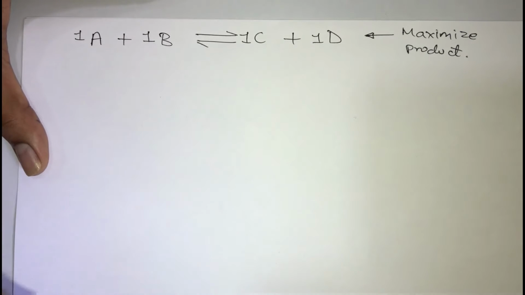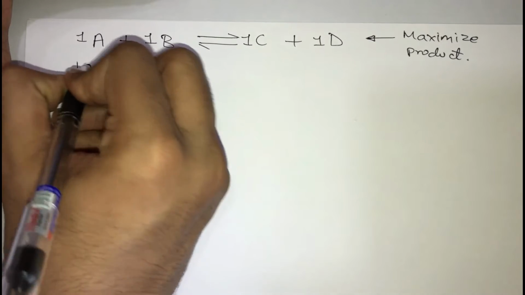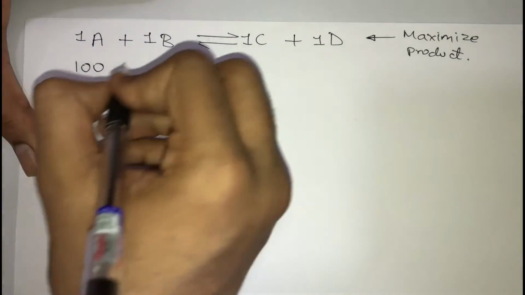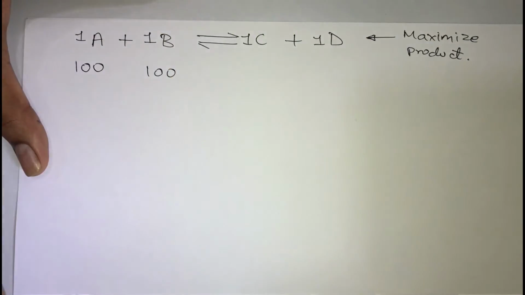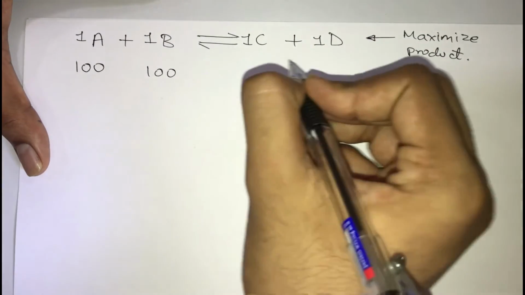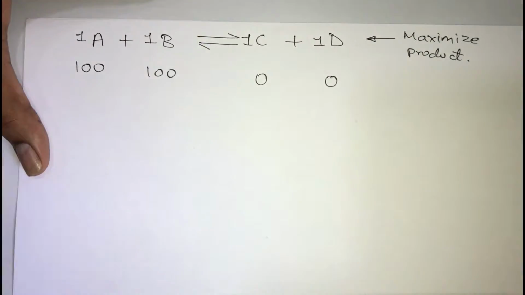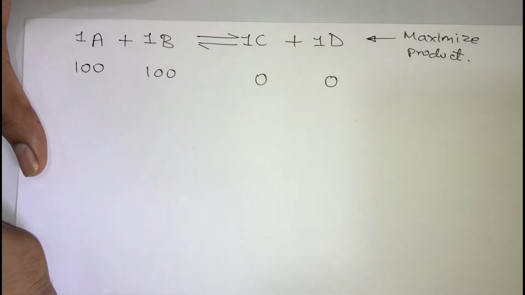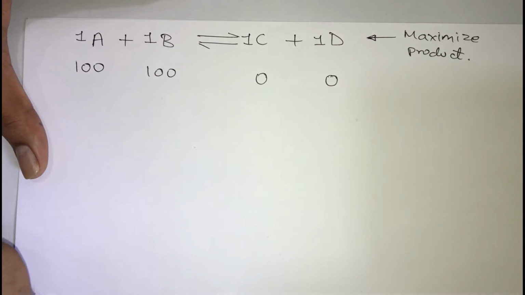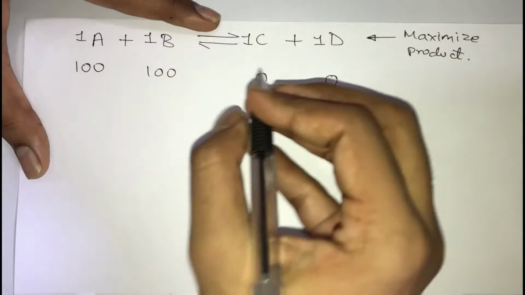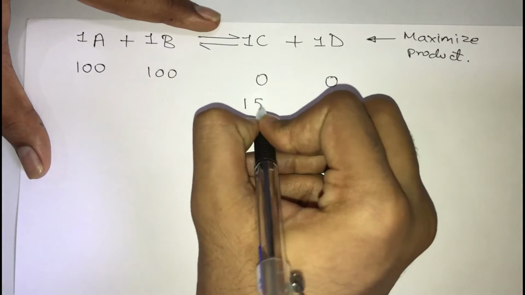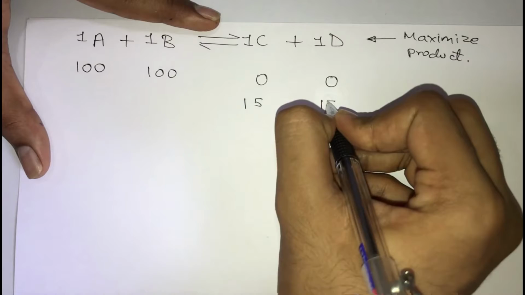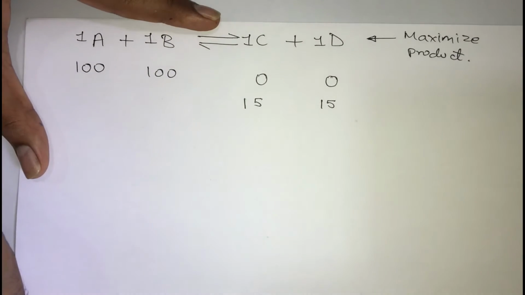Now, let's say before the start of the reaction, we have 100 moles of A and 100 moles of B. Now it is obvious that if the reaction has not started, then there will be 0 moles of C and 0 moles of D. Now, after a certain interval of time, what we observe is that now we have, let's say, 15 moles of C and 15 moles of D.